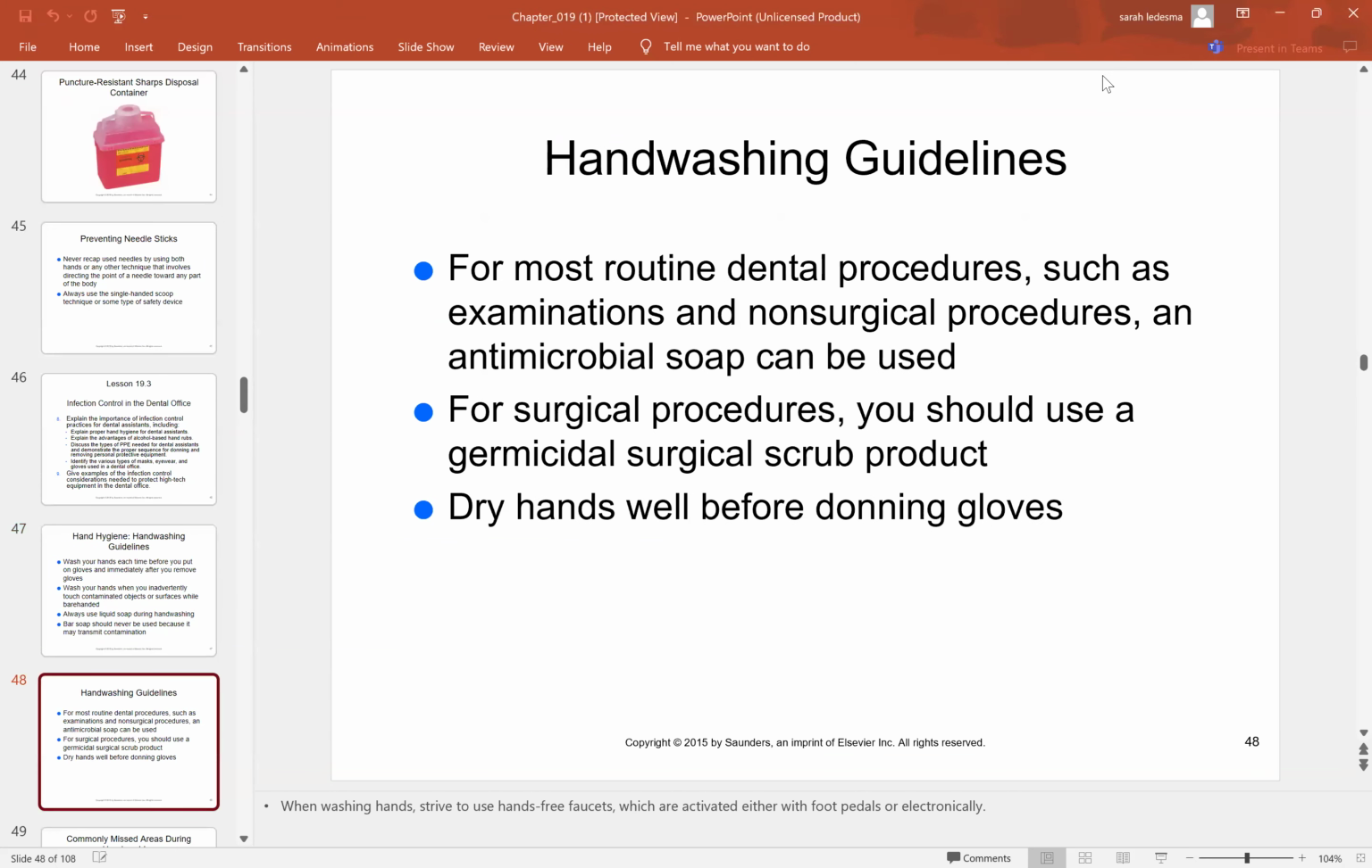For most routine dental procedures, such as examinations and non-surgical procedures, an antimicrobial soap can be used. For surgical procedures, you should use a germicidal surgical scrub product. Dry hands well before donning gloves.